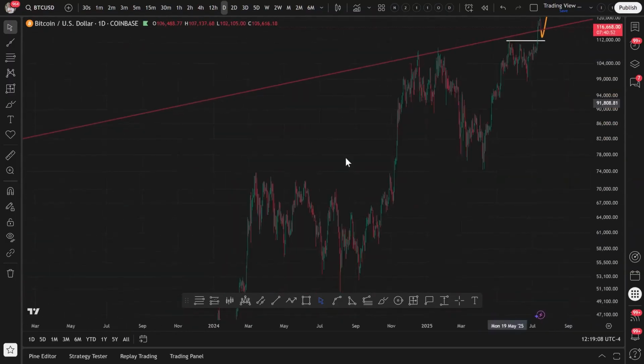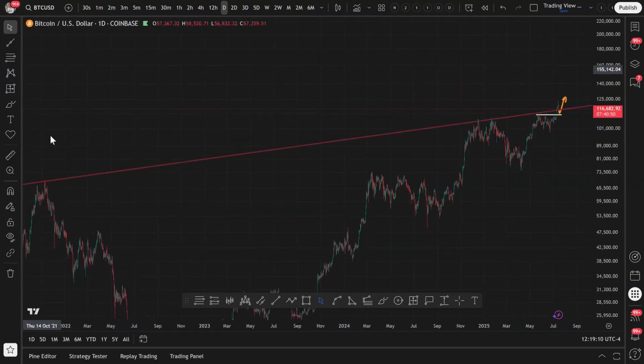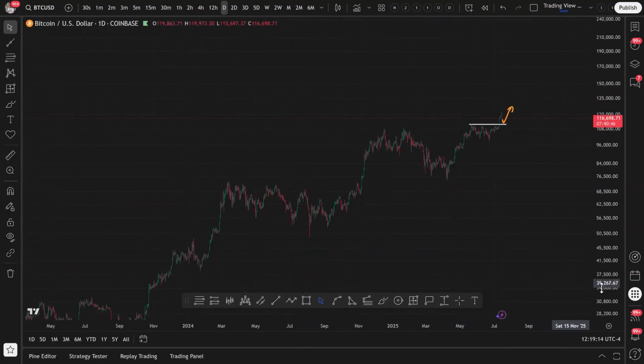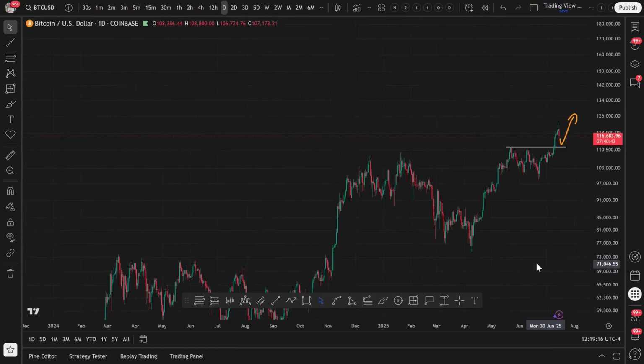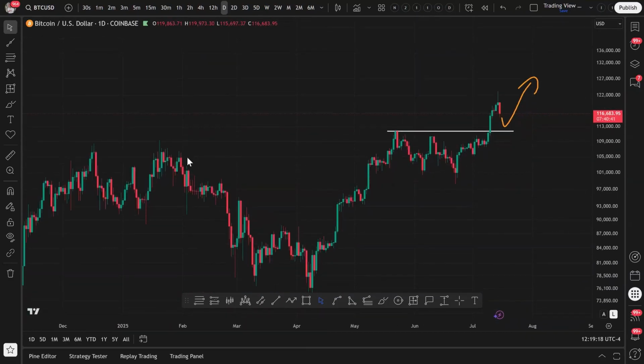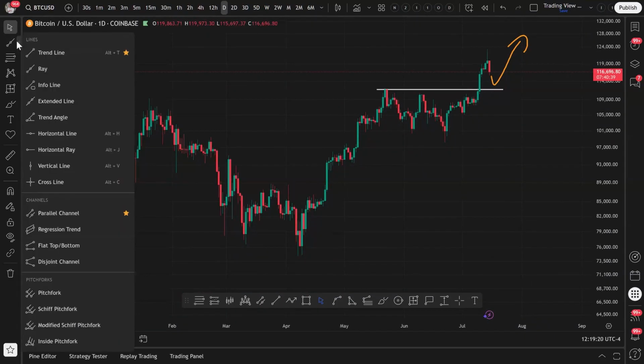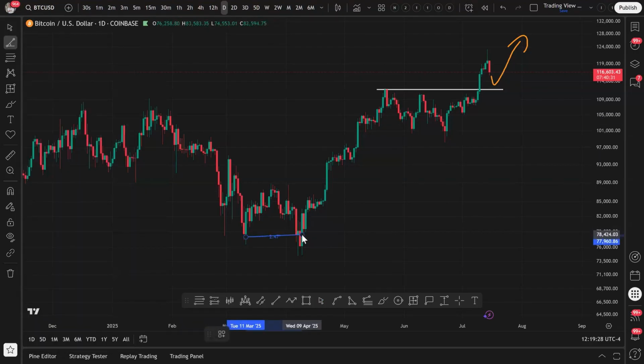Okay. So anyway, just a little bit of an example there. Let me turn that off. You can always click on that and hit the delete button and it goes away. Pretty simple stuff. You're going to learn the most by playing around with it and getting familiar with these tools here. For the rest of these, I'm not really going to go into them. Extended line is like the ray, but both sides. A trend angle, if you want to do something like this, and this kind of trajectory doesn't really tell us much. I don't use this one, but you're welcome to.